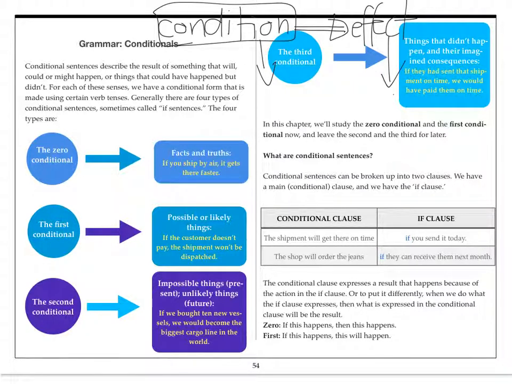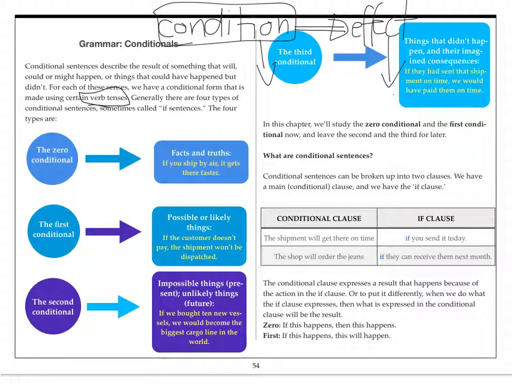And for each of these kinds of senses that we want to express, we have a conditional form that is made using certain verb tenses, right? So keep that in mind too when we talk about the zero conditional and the first conditional, which we are going to do for your test preparation.